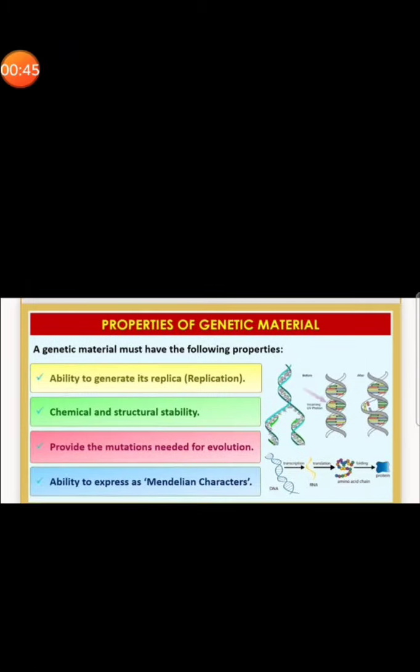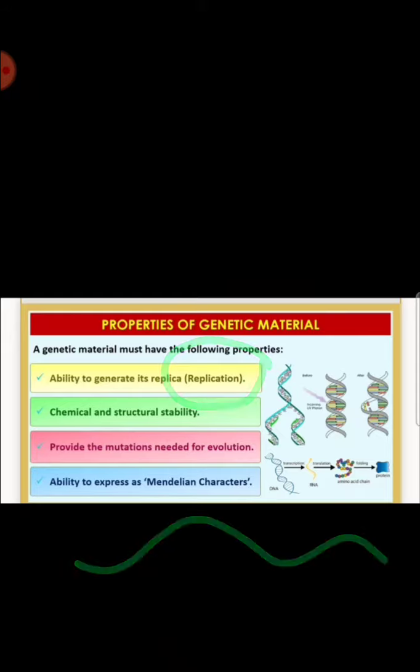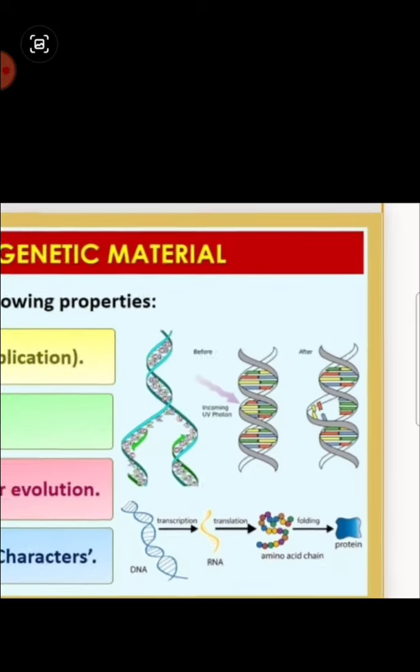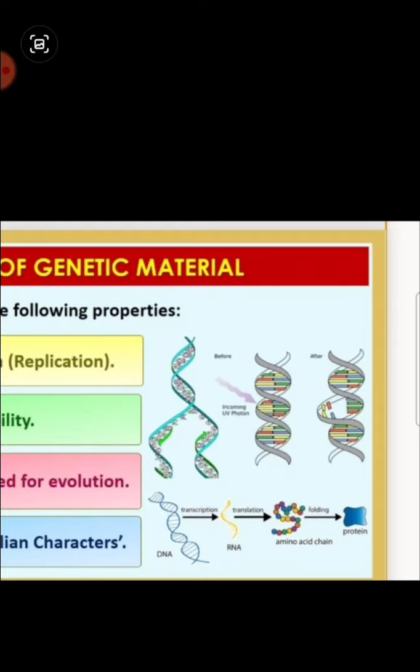So what are the properties of genetic material? First property is the ability to generate its replica, that is replication. The process of replication you will study in detail in your further classes, but you just have to know now what is replication. So replica is nothing but a Xerox copy. You just have to think of it as just like a Xerox copy.